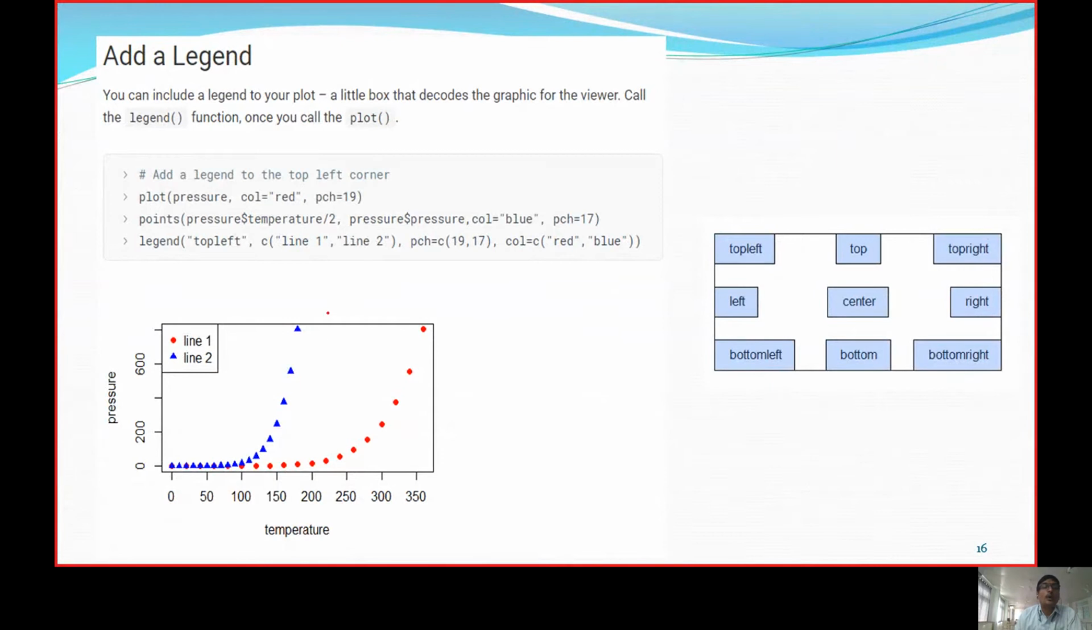Next, we need to describe what the points, lines or symbols are going to show. That's where we call it a legend. So you need to include a legend in your plot. It describes what the line is about. The positions for the legends can be top left, top right, left, center, right, bottom left, bottom, and bottom right. So whatever position you need for the legend can be specified.